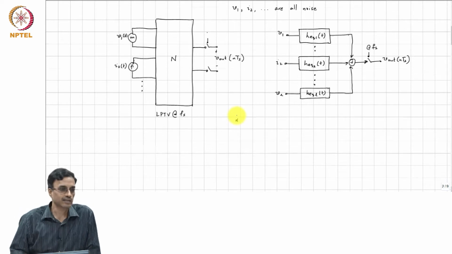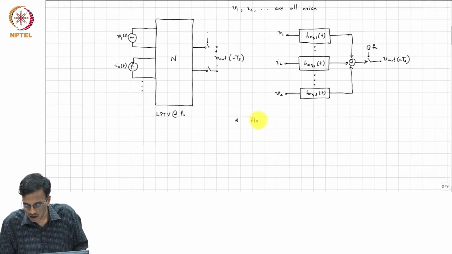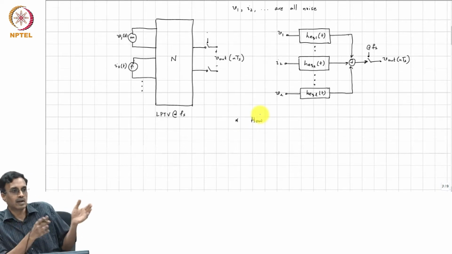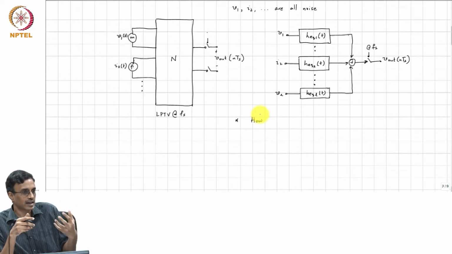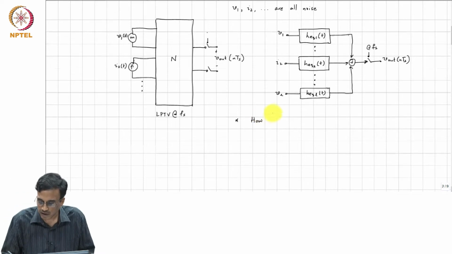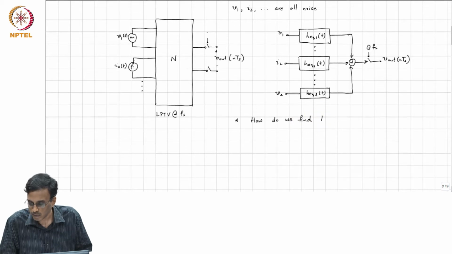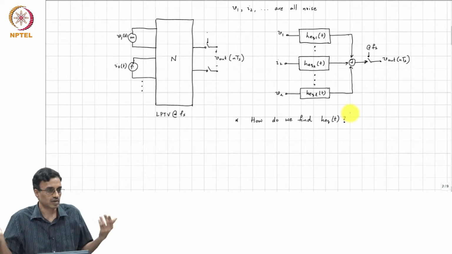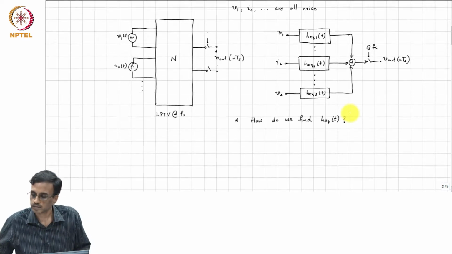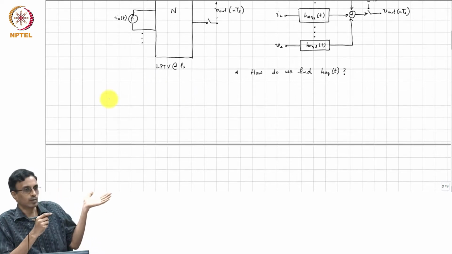So, what is the question that we need to ask now? Well, the obvious question is, from every input to the sampled output, you can think of it as the input driving an equivalent linear time invariant filter. The question is, how do we find H equivalent of t? We will do this for one input, and then the same procedure will follow for all the inputs.